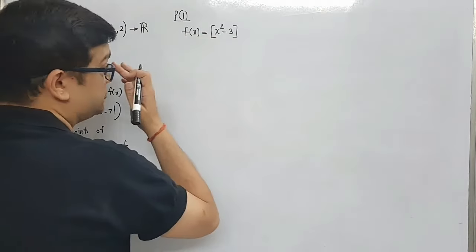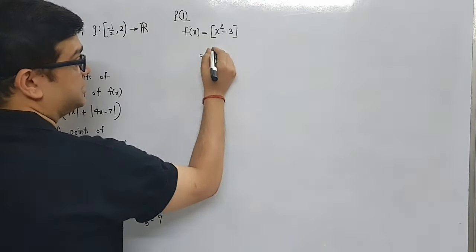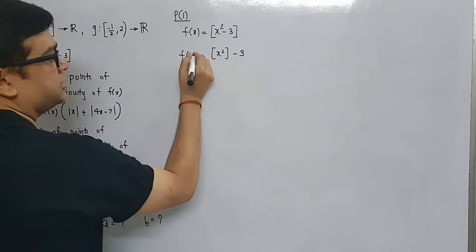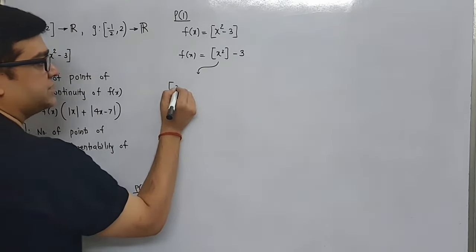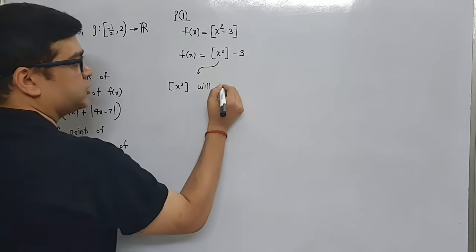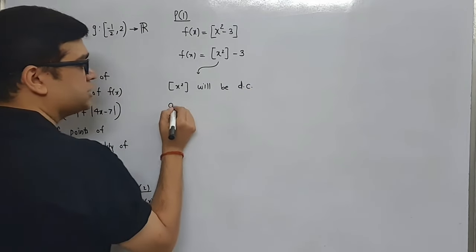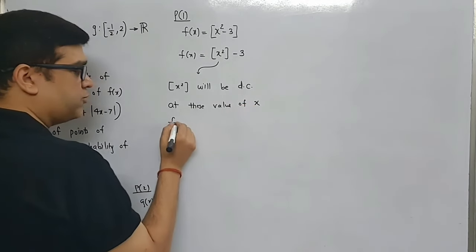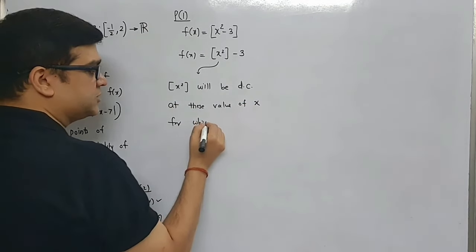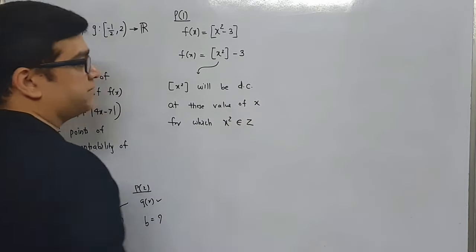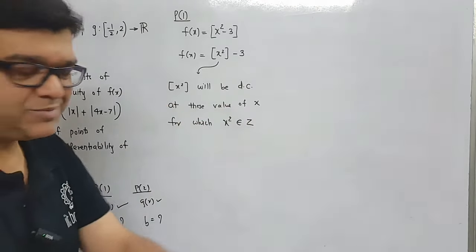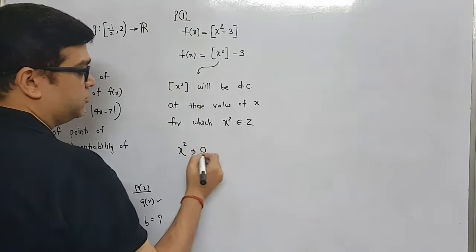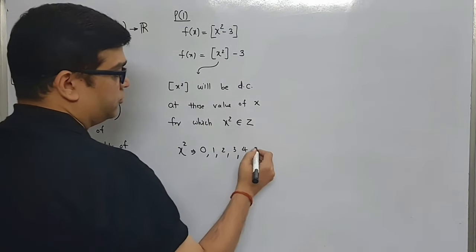So part 1, we focus on this function f(x), which is box of x square minus 3. Minus 3 is an integer, so that will come outside the box. Now focus on this particular function, box of x square. It will be discontinuous at those values of x for which the inside quantity x square becomes an integer. Read this statement two times. So x square becomes an integer, that means x square possible values are 0, 1, 2, 3, 4, 5, etc.